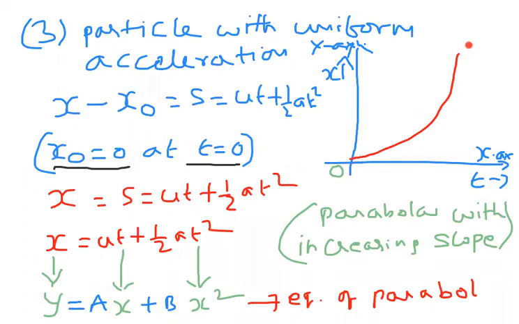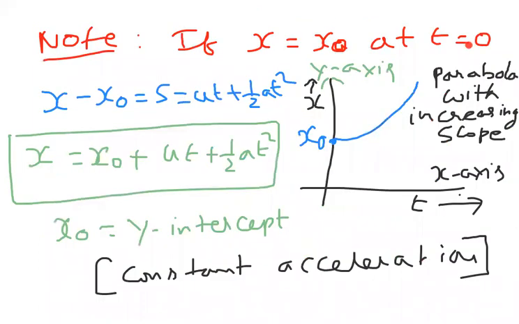Next we discussed the fourth condition, one note point: suppose x is equal to x naught at t equal to 0. That means the graph does not start from origin, because at starting t equal to 0, the position is not 0, it has some position. So from that position, you have to plot the graph. So like that, we got this graph. This is the extension for a constant acceleration, parabola with increasing slope.